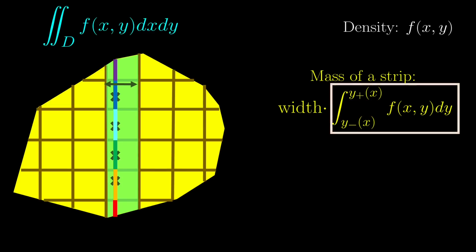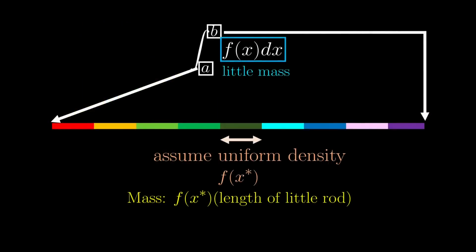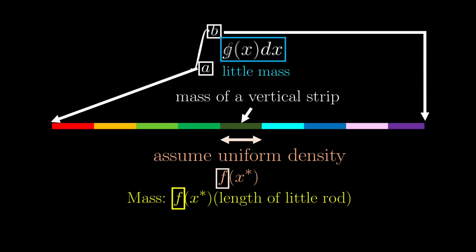This entire integral depends on which strip we are talking about, or x, the position of the strip. So let's call this g of x, just some function of x. This is the mass per unit width of the strip. But this is exactly what we were doing with the one-dimensional rod, the only difference being that the density is described by g, not f.